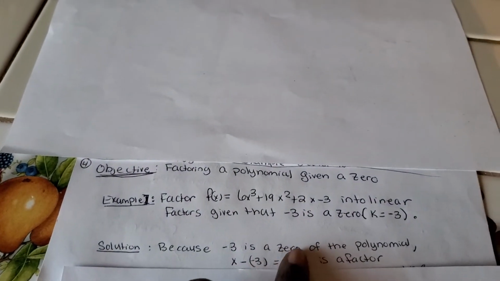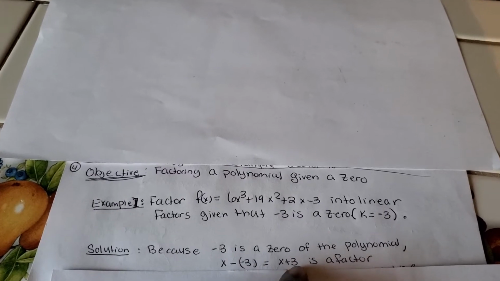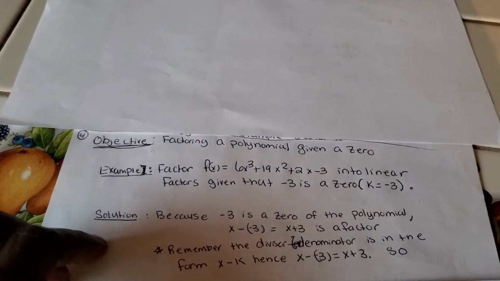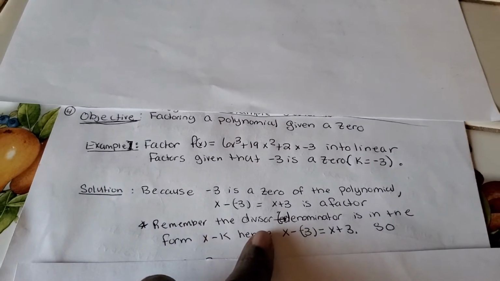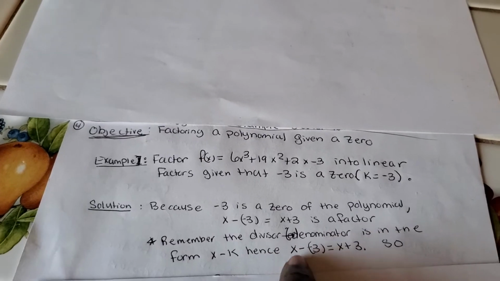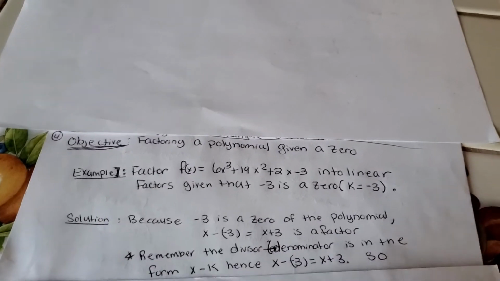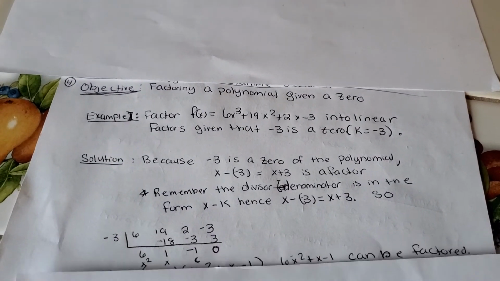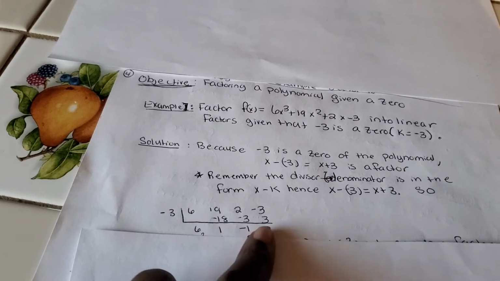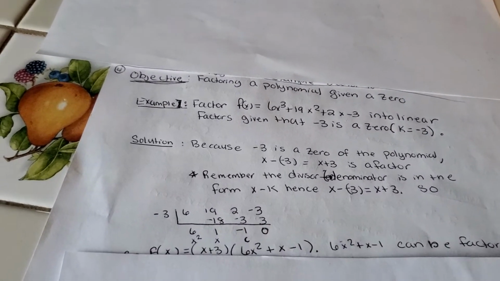Because -3 is a zero of the polynomial, we know that x minus -3, which equals x plus 3, is a factor, right? So x plus 3 is a factor. Remember the divisor, which is the denominator, is in the form of x minus k. Hence, x minus -3 is equal to x plus 3. So when we do our synthetic division, this is what we get. We see that our remainder is equal to 0, right?